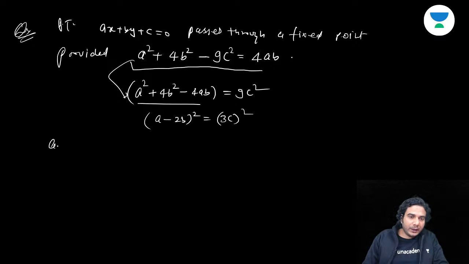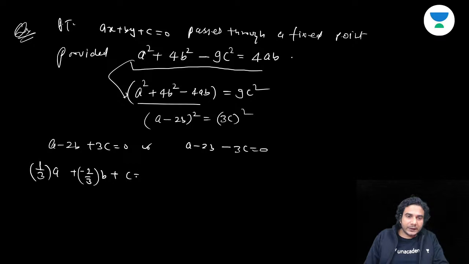Now you can write a minus 2b, whole square is equal to 3c whole square, that means a minus 2b is equal to plus minus 3c. So either a minus 2b plus 3c is equal to 0, or a minus 2b minus 3c is equal to 0, right? You can divide by 3 in this, so it is 1 by 3 into a minus 2 by 3 into b plus c is equal to 0. And similarly you can write the other relation as well, like minus 1 by 3 a plus 2 by 3 b plus c. Okay, now you can compare.